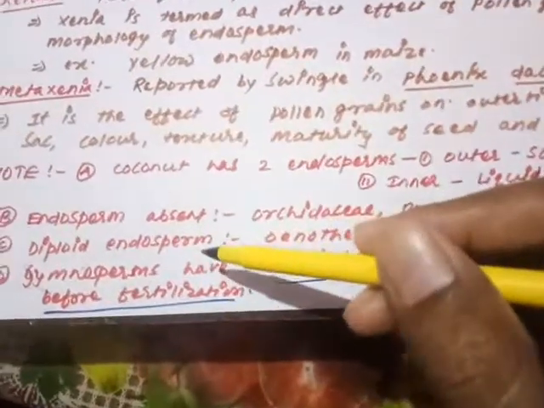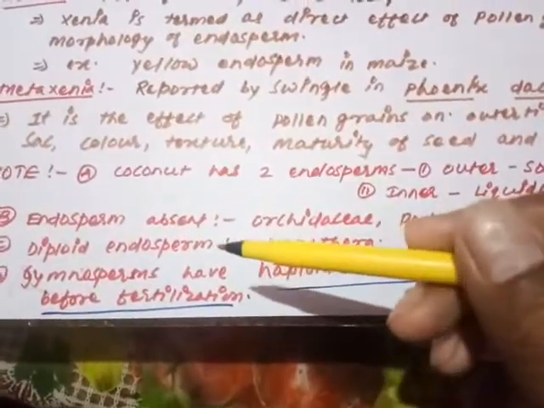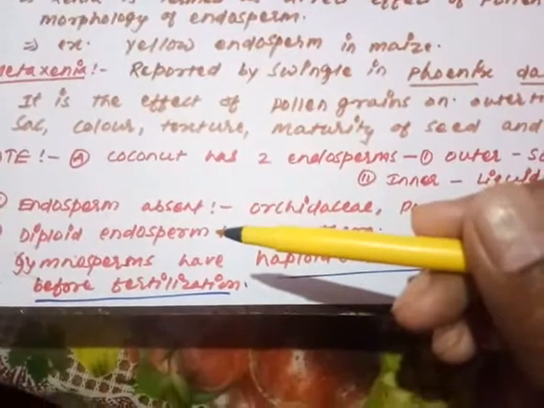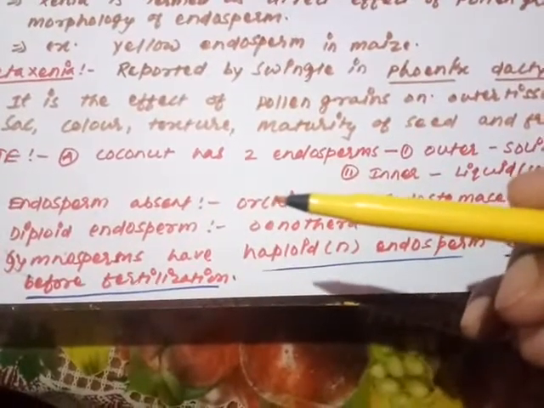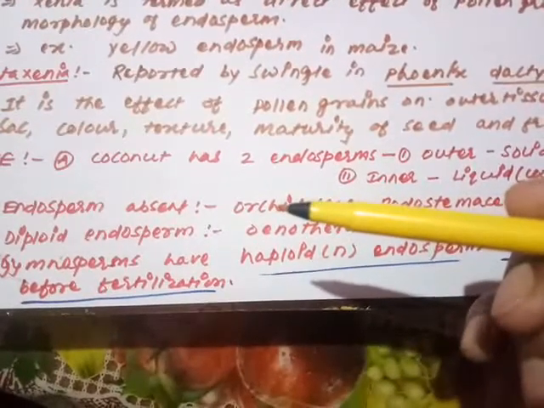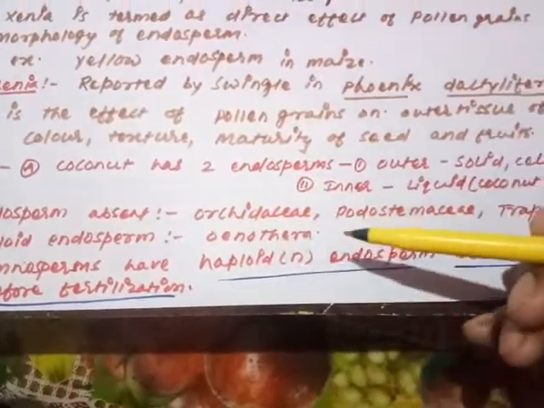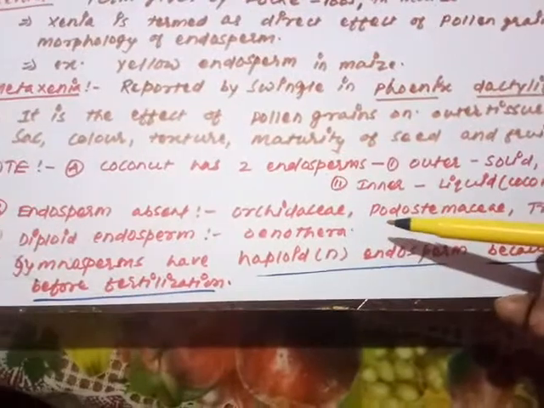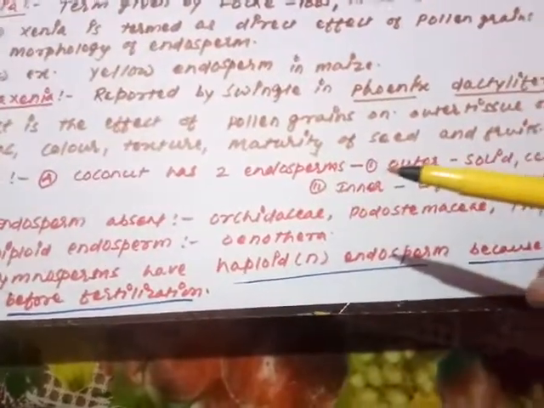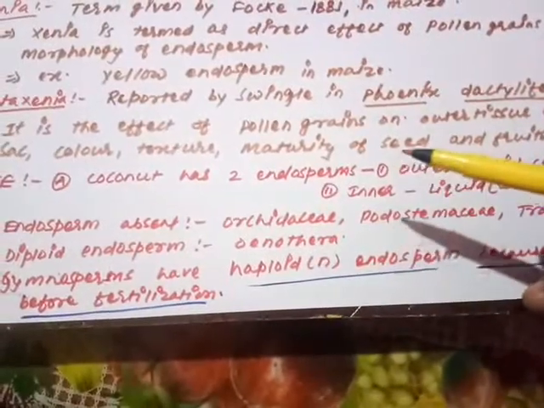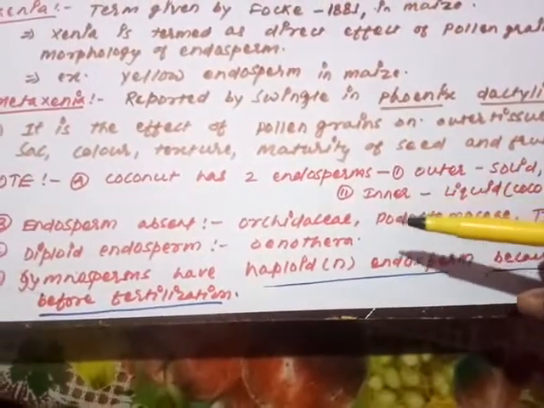We have already seen the diploid endosperm during the monosporic development of the embryo sac. The specific case is the Oenothera type. If you remember the Oenothera type of embryo sac, in that case the endosperm is diploid. Otherwise the endosperm is triploid. So in the case of Oenothera, it is diploid.